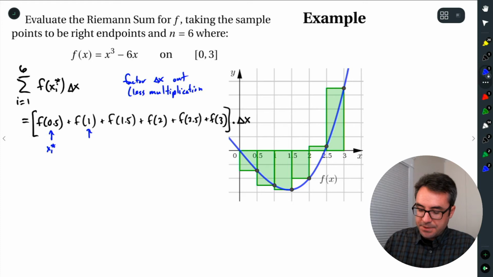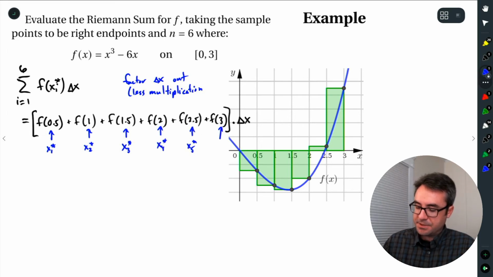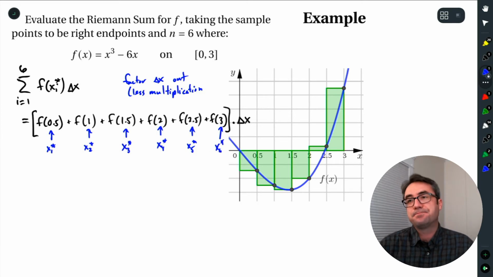So this is x2. This value is what we found for x3. This is what we found for x4, x5, and x6 right here. And that was because we were doing the right endpoints. All right, so we have our Riemann sum all written out. We've done a little bit of arithmetic, a little bit of algebra. We factored out the delta x just to make things not as much writing.